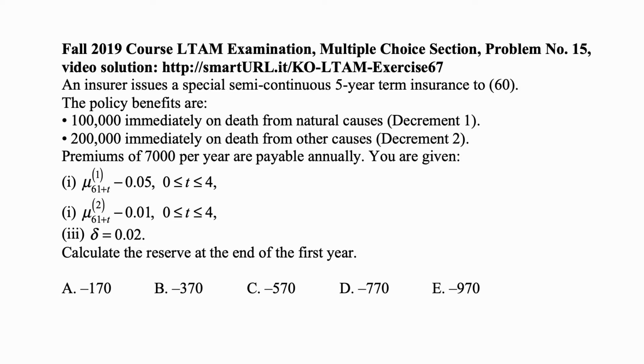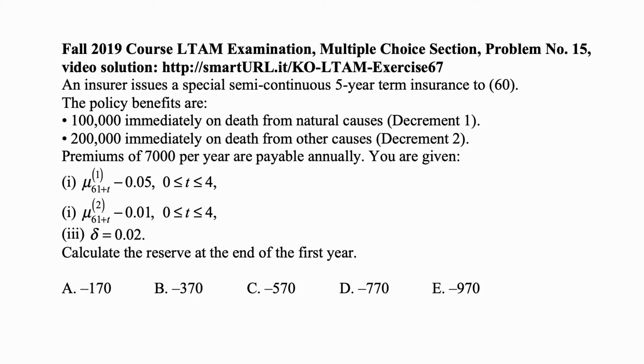Here's a problem for today for exam LTAM, long-term actuarial models. An insurer issues a special semi-continuous 5-year term insurance to a 60-year-old. The policy benefits are $100,000 immediately on death from natural causes, that's decrement 1, and $200,000 immediately on death from other causes, that's decrement 2. Premiums of $7,000 per year are payable annually.